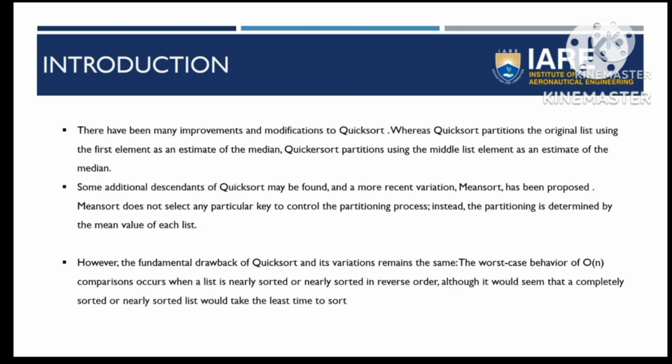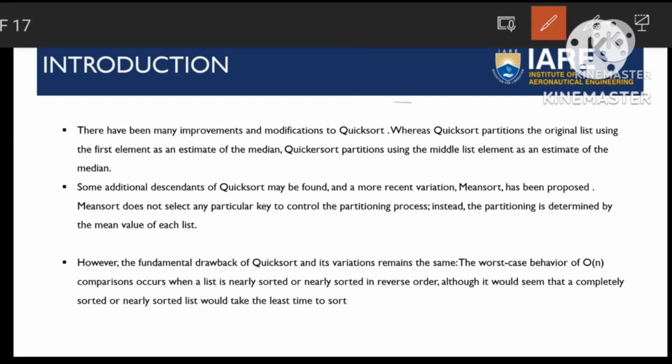Now there have been many improvements and modifications for the quicksort. Like you can consider the first element as a pivot element, last or middle. Whereas the quicksort partitions the original list using the first element as an estimate of the median. Quicksort sorts partitions using the middle list elements as an estimate of the median.